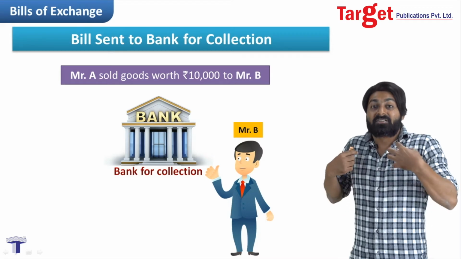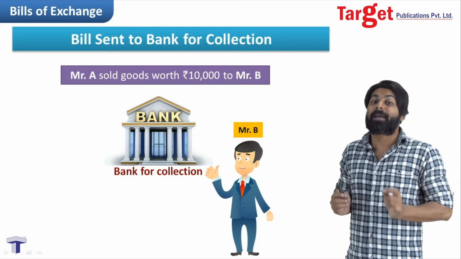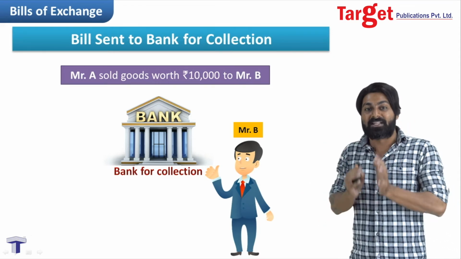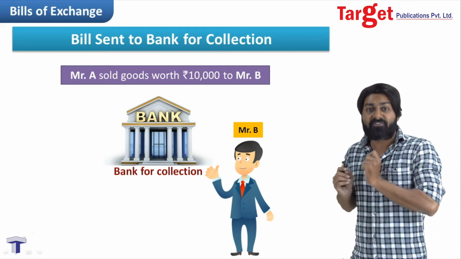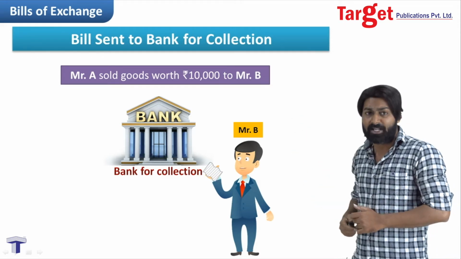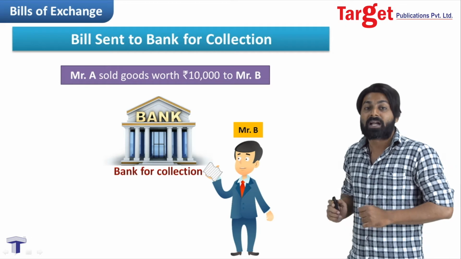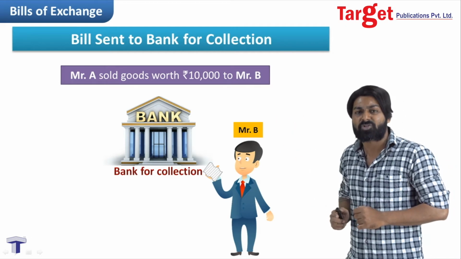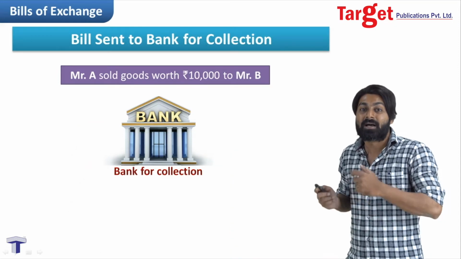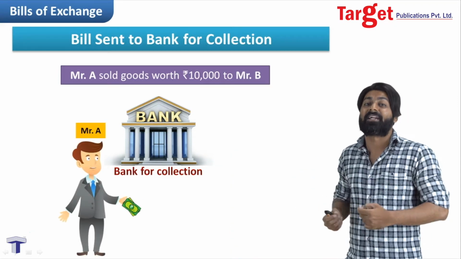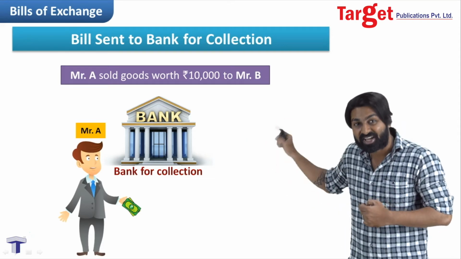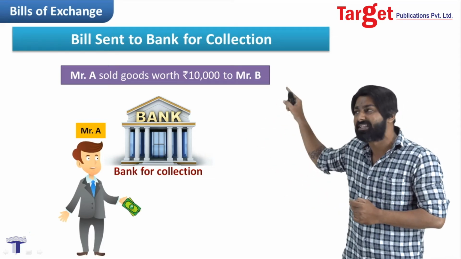So here, the job of the bank is not to pay money immediately out of its own pocket, but the bank will keep all these bills safe with itself, and on due date, the bank will go to each and every drawee and give the bill and in return collect the money. Now tell me, is the bank entitled to keep all that money with itself? No. So the bank will deposit that money into our account, that means in Mr. A's account, because Mr. A already has his business bank account with that bank.